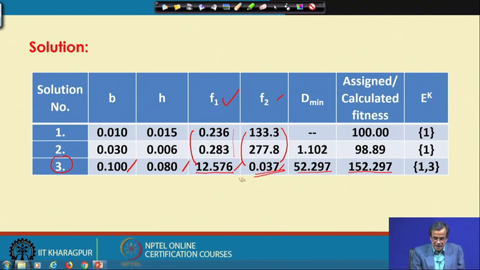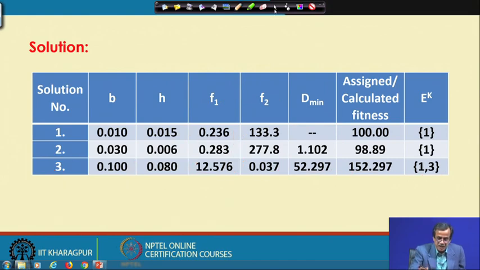Now, as it is found to be better compared to the already found elite solution in terms of at least one objective function, that is copied in the elite set. So, the solution 3 is copied in the elite set. The elite set will contain 1, 3, and once you have selected here, let us see how to find out this D minimum and the calculated fitness.